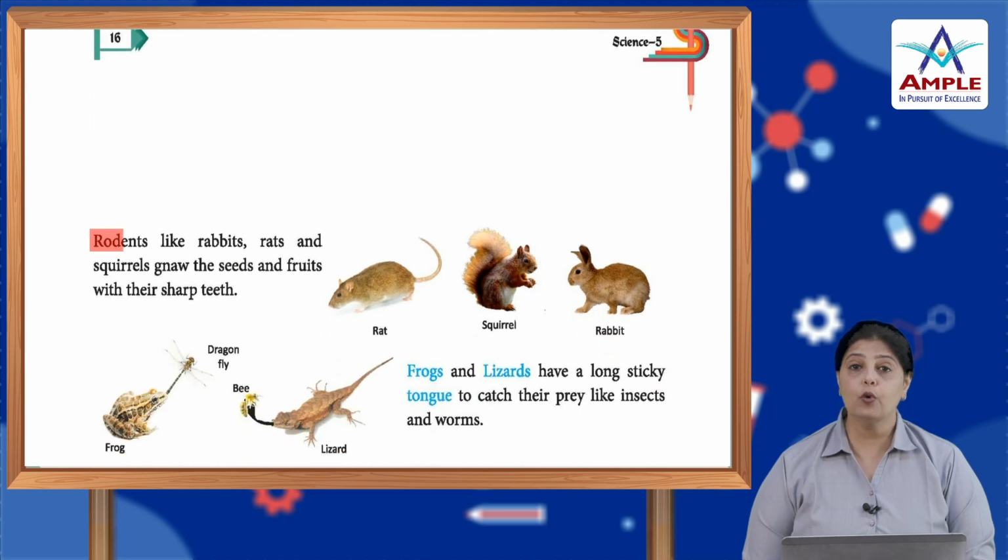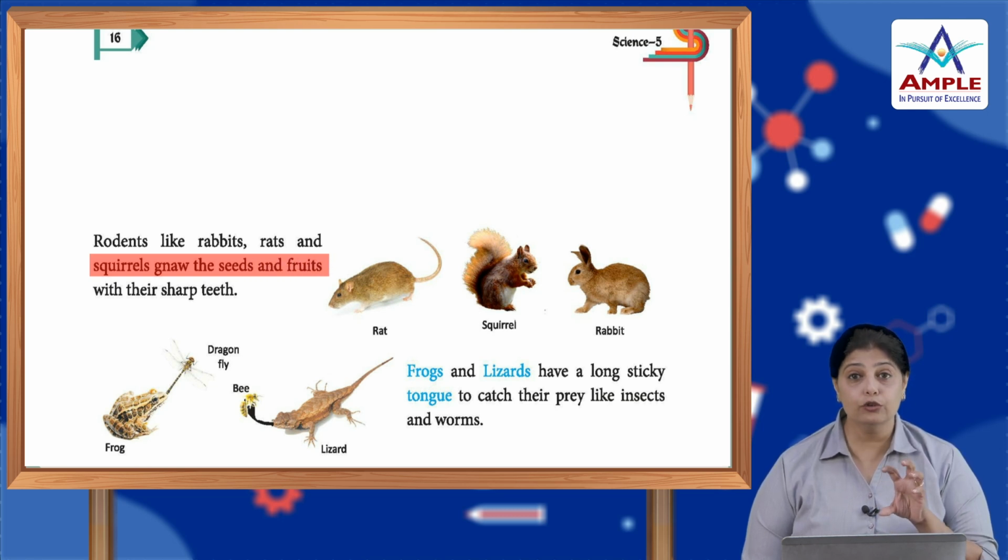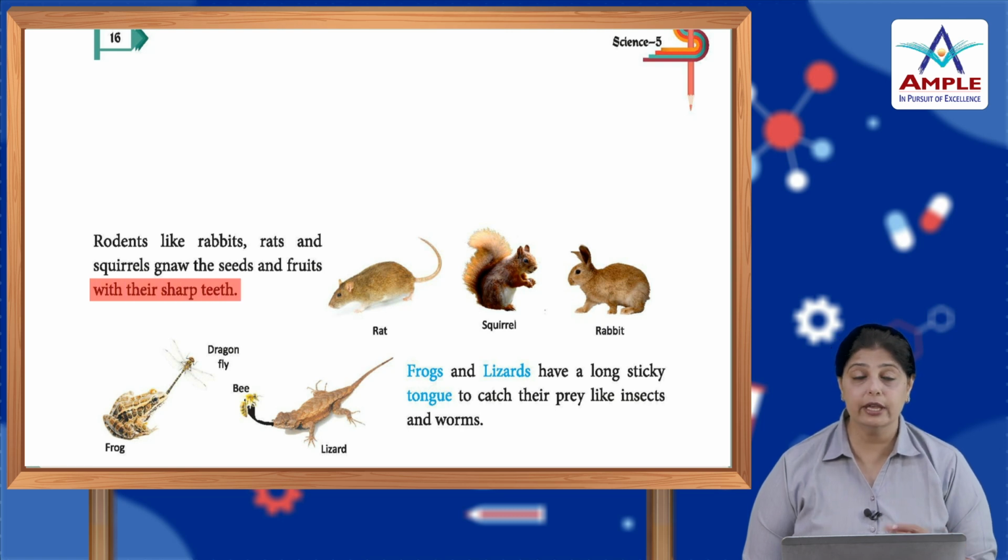Rodents like rabbits, rats and squirrels gnaw the seeds and fruits. They have the gnawing habit, and they gnaw the food through their sharp teeth. They have sharp teeth which help them to gnaw the food that they eat. They can cut the seeds and all with their gnawing teeth, the sharp teeth that they have.